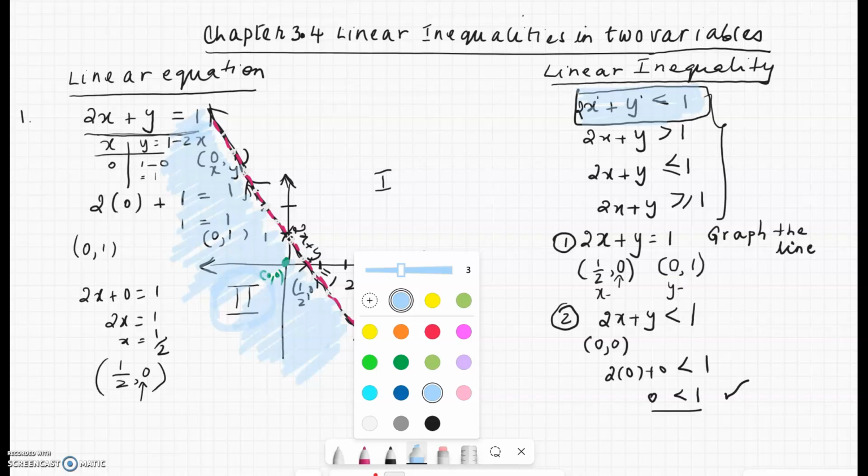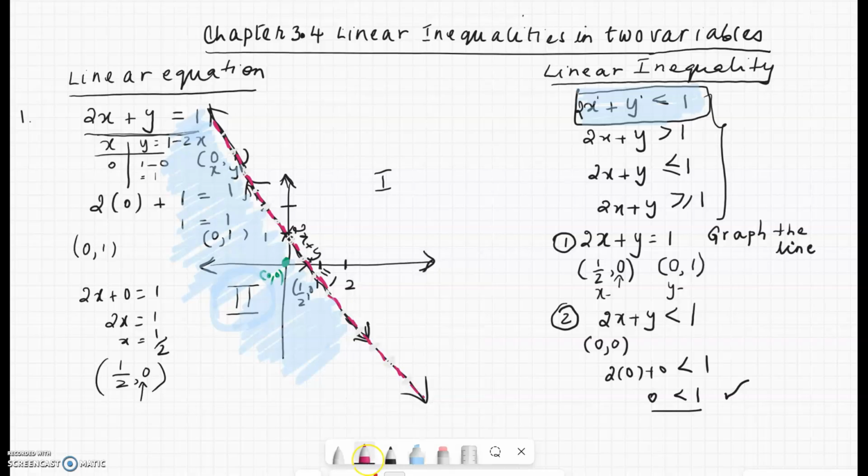Now, how about 2x plus y less than or equal to 1? Let's say I change this to less than or equal to 1. The only difference is that this dotted line becomes a solid line, and the region that you shade is the one on the left. It's the exact same thing. We'll do more examples in the next video.